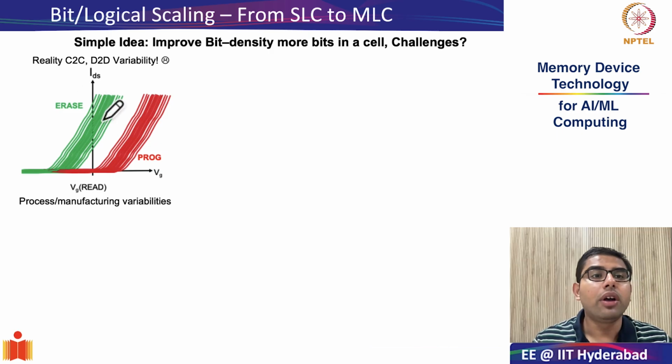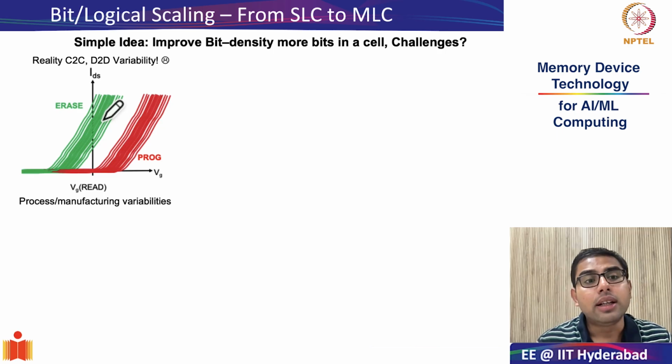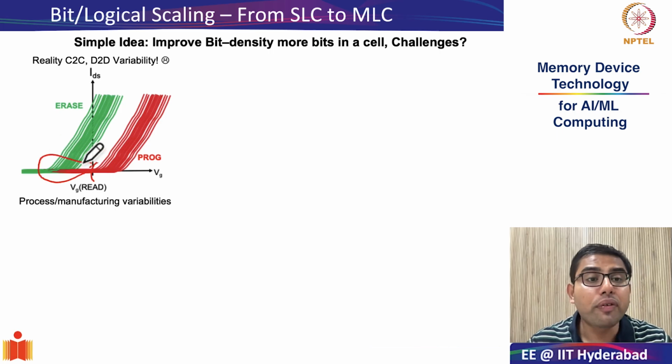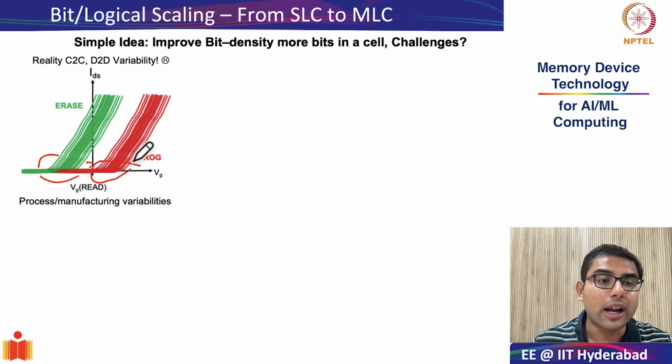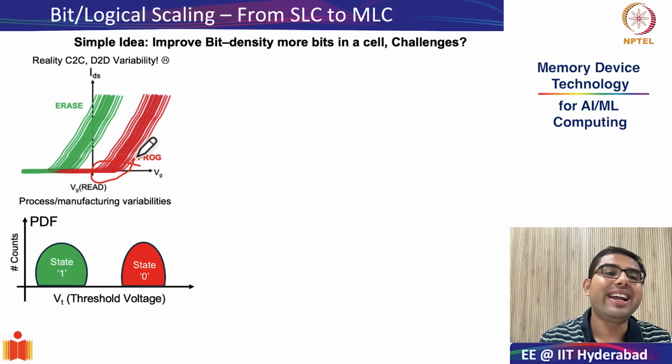So in this graph, what I have indicated is not just one best value or one mean value of the threshold voltage, but I have collected the transfer characteristics both at erase and program state for multiple cycles or multiple devices. And as you see, this is not just one threshold voltage, but there is a band of threshold voltage, both for the erase state and for the program state. And the best way to represent that is using the probability density function.